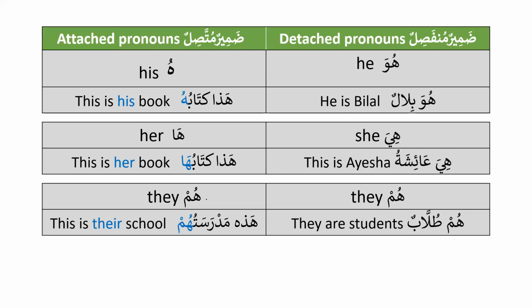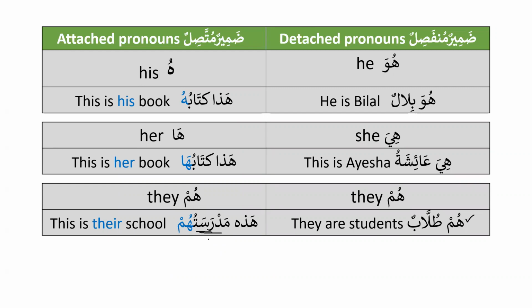And if it is used as mudaf ilayh, as we know that all the attached pronouns are used as mudaf ilayh, then it will be translated as an attached pronoun. For example, hadhihi madrasatuhum, and this is their school. Now you might be thinking how to differentiate between whether it is used as subject or as the attached pronoun. The attached pronoun will be used either after a noun, for example, madrasatuhum, or after a verb, for example, sa'alahum, he asked them, or after a preposition, lahum.